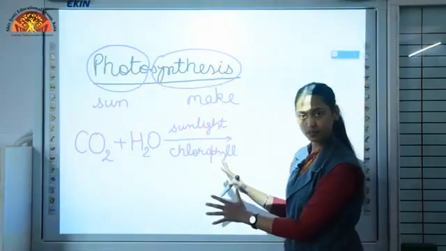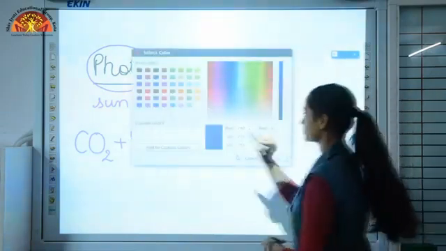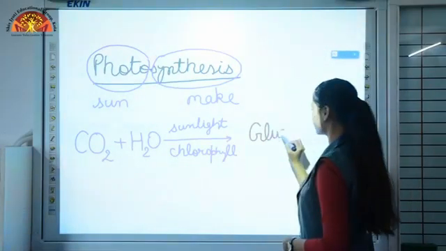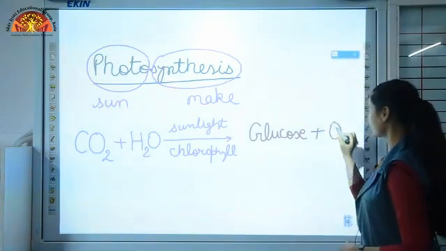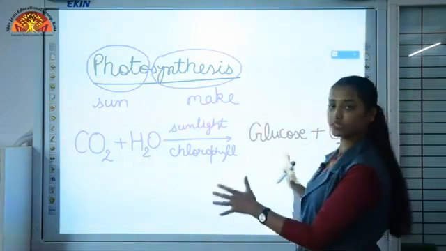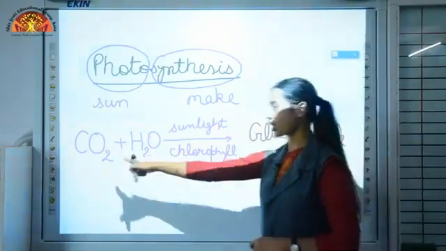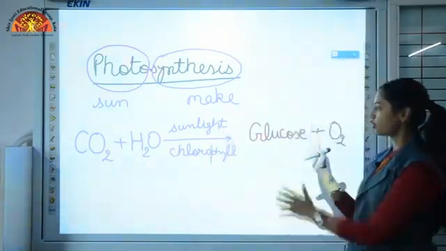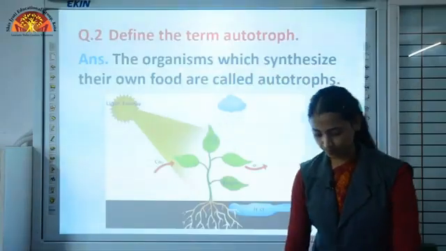Now a chemical reaction takes place, we will obtain new, different products. What are those products? First is the food, which we call glucose, the food which they make. Plus they liberate which gas? They release oxygen in our atmosphere. So got it? What is photosynthesis? The process by which plants make their food. And what are the requirements? Carbon dioxide, water, presence of sunlight, chlorophyll, and they give us food, glucose and oxygen. Understood? Come back to our slide.